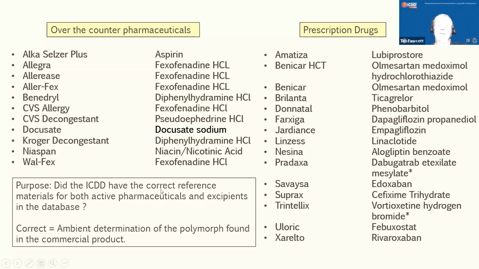Now, when I define the correct reference, we're going to define this as the ambient determination and the specific polymorph that's found in the commercial product. So lots of databases will tell you that they have different active pharmaceutical ingredients, but since most pharmaceuticals have multiple polymorphs, we're looking for the ones that are found in the commercial product. And if you're in law enforcement or if you're looking at competitive analysis, this is the one you want to identify.